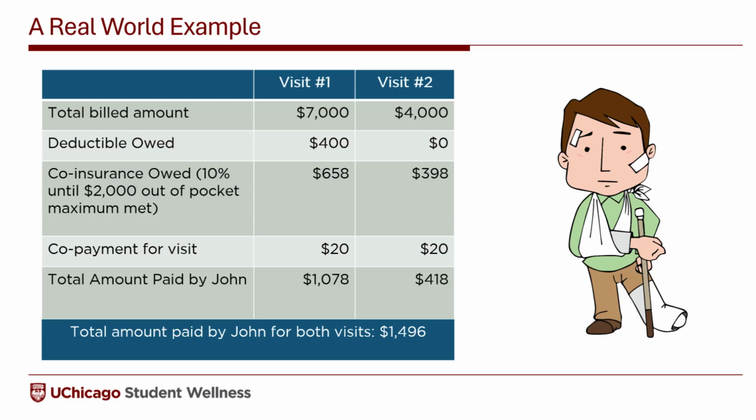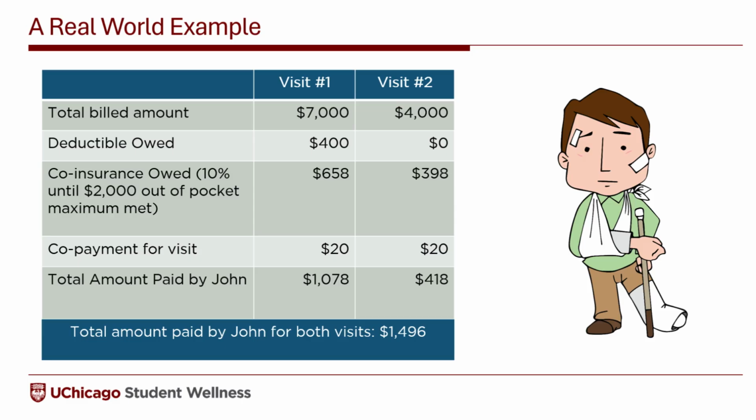Here is a real-world example to help you better understand insurance terminology. Let's say that John has an injury requiring 2 doctor's visits. Under John's health insurance plan, he will have to pay a $20 co-pay at the time of his visit to an in-network provider. The provider will then bill his insurance the cost of the visit, in this case, $7,000 for the first visit and $4,000 for the second.